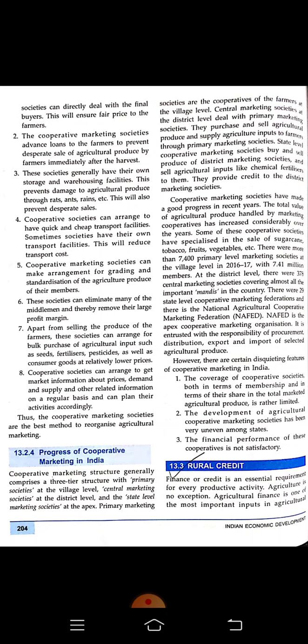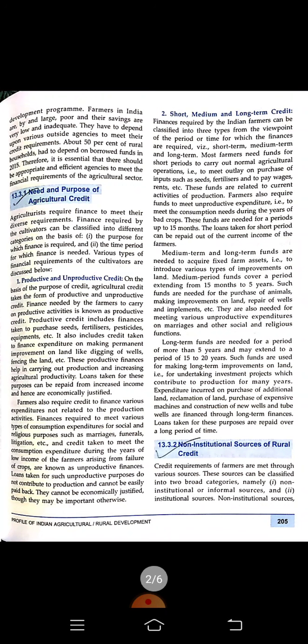So there are non-institutional sources of rural credit. Non-institutional means those that are not the banks, the other providers like the neighbor or maybe the money lender. Those are called the non-institutional sources, and there are institutional sources also. So let's start with the non-institutional sources.